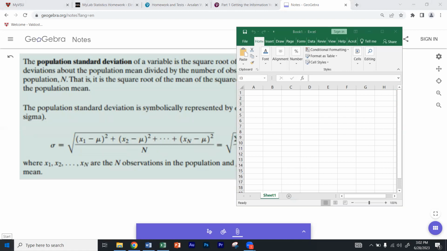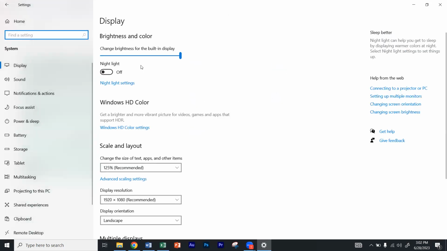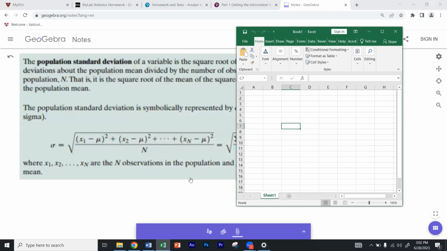Let me see if I can adjust. My screen is too bright, so I'm going to see if I can adjust it. Excuse me, guys, okay? I think that's a little better.